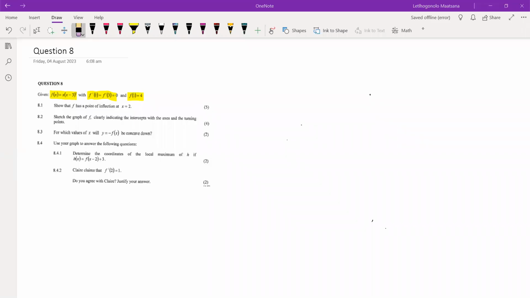Question 8.2 wants us to sketch the graph of f. Clearly indicate the intercept with the x-axis and the turning point. Okay, so let's start with the intercept. So our f of x is given by x minus 3 squared. Let's simplify this one first.